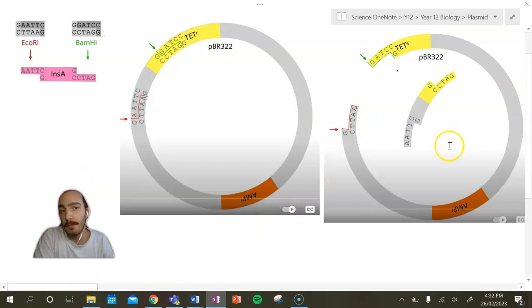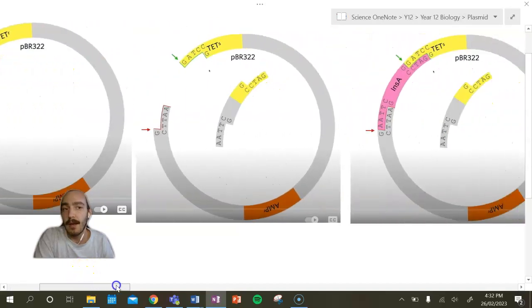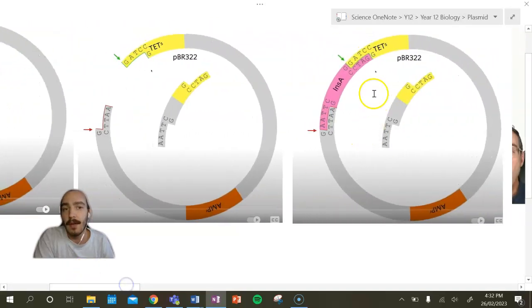So what we're going to do is mix these plasmids in with the insulin A sections. What we're going to see is that sometimes our insulin A will go into the plasmid, fitting into the exact same slot that the last one did. These bases are complementary to those sticky ends, and therefore it can fit in. If they weren't complementary, it wouldn't fit. So this makes a complete ring, and we've got our endonucleases that have cut here.